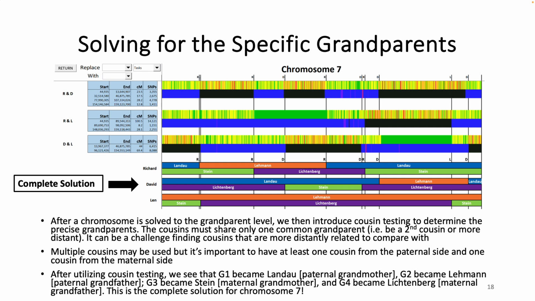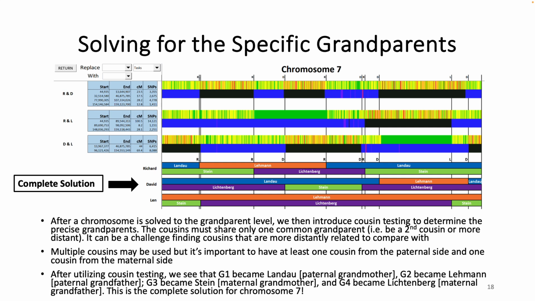Now, you can compare with as many cousins as you want, but it's important to have at least one cousin from the paternal side and one cousin from the maternal side. You need that in order to be able to solve across the entire chromosome for the three siblings.